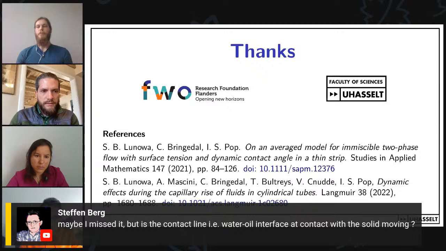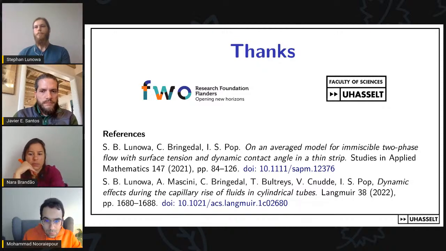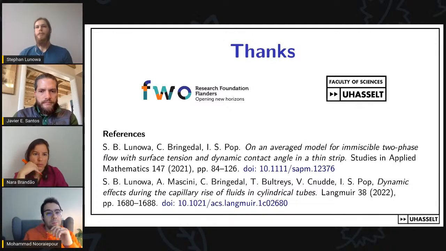It's moving itself. So I mean, you have the triple point in 2D or the moving contact line in 3D, and that one is allowed to move freely within the pore. So that's why we need the slip condition to make it possible for the contact line to move, and the solid itself is fixed.